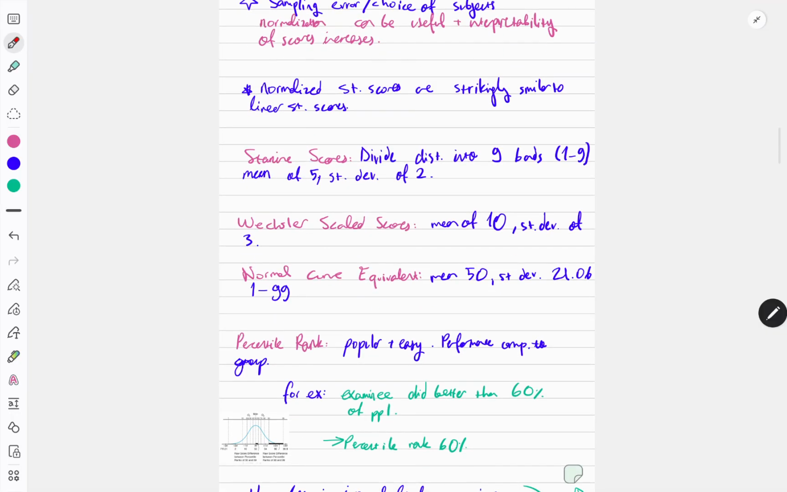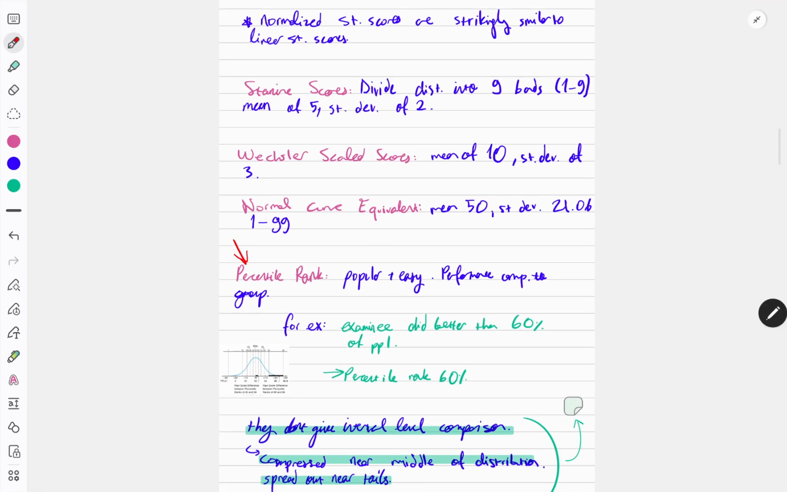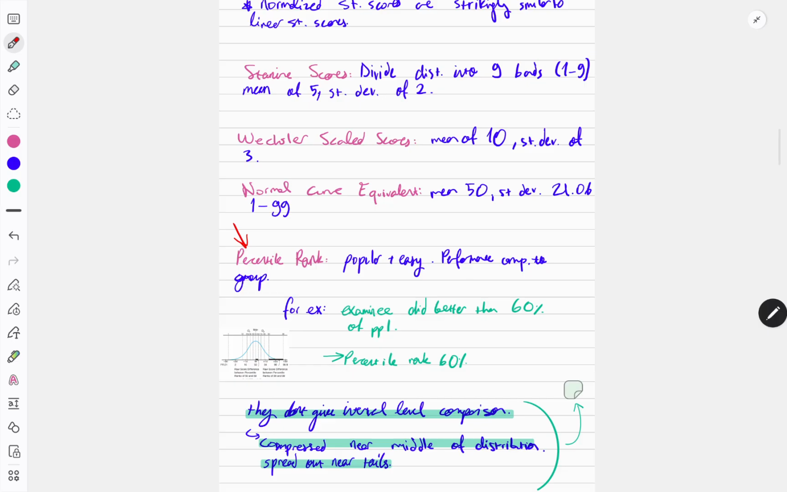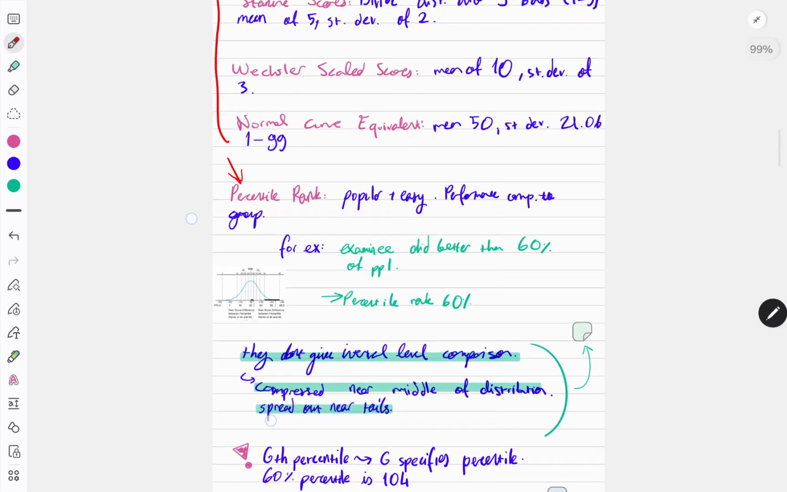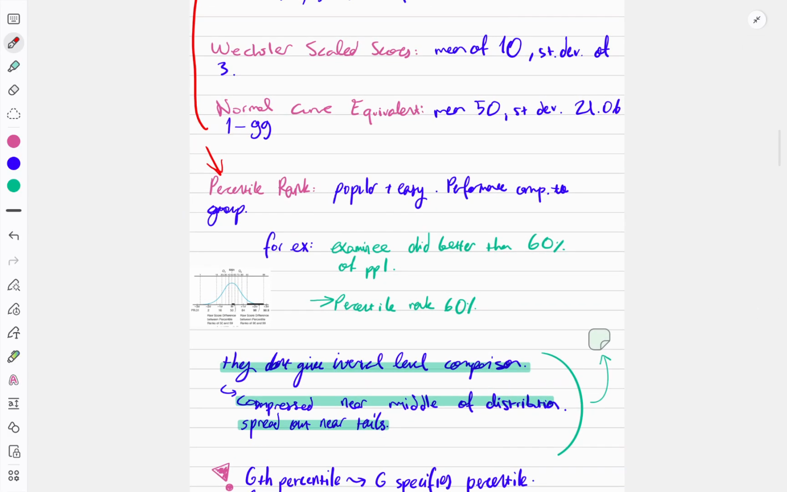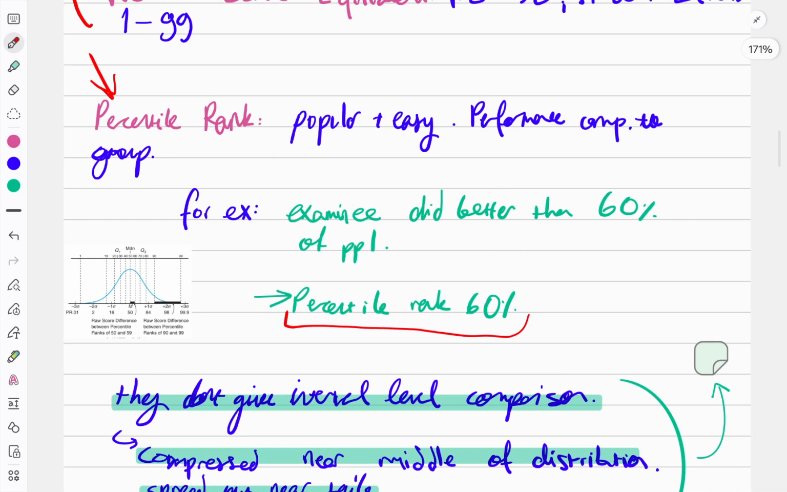So there are some examples of this. What we need to focus on is percentile rank, because this is not really focused on in the slides and from the teacher. Percentile rank is very popular and very easy. We are comparing our performance to the rest of the group. Let's say that you are in the 60th percentile rank, what it means is that you did either equal or better than 60% of people. So that's basically what percentile rank means.